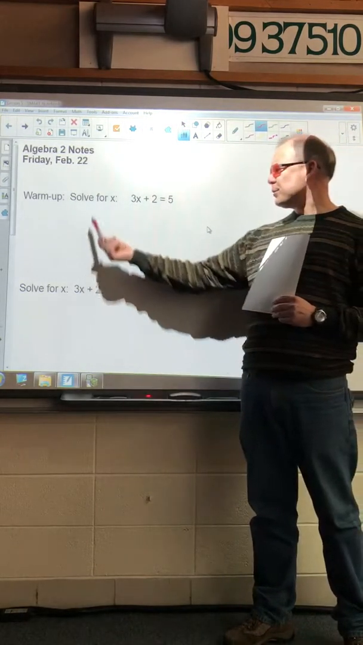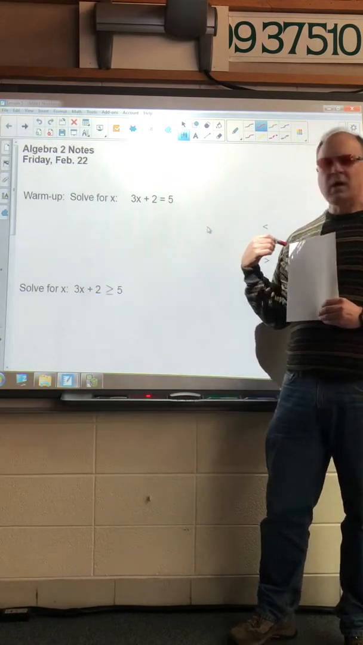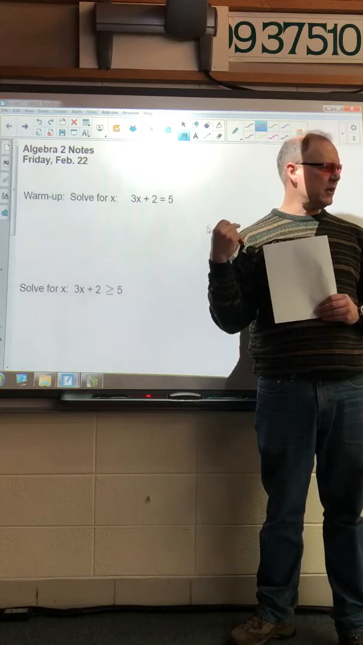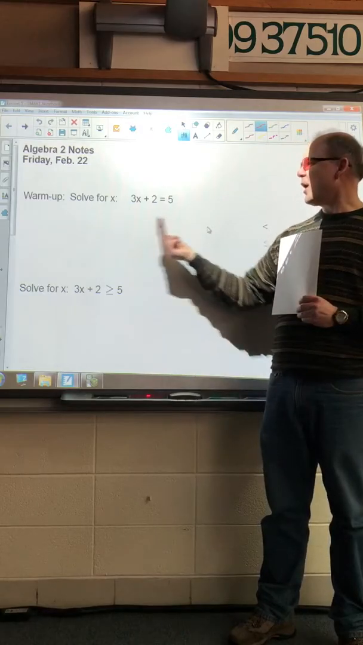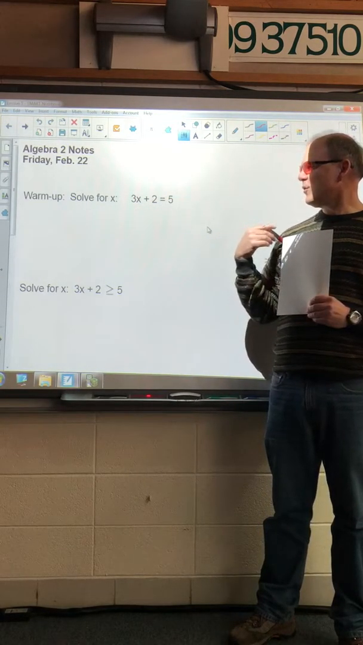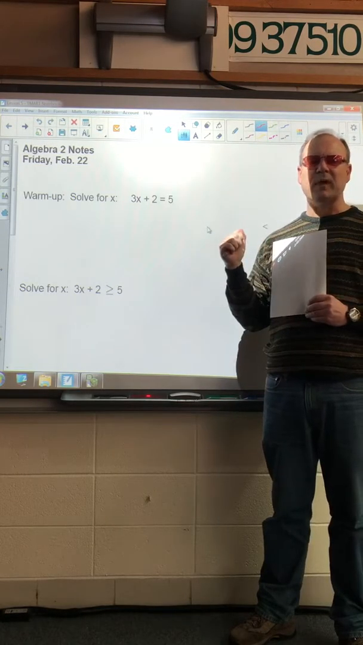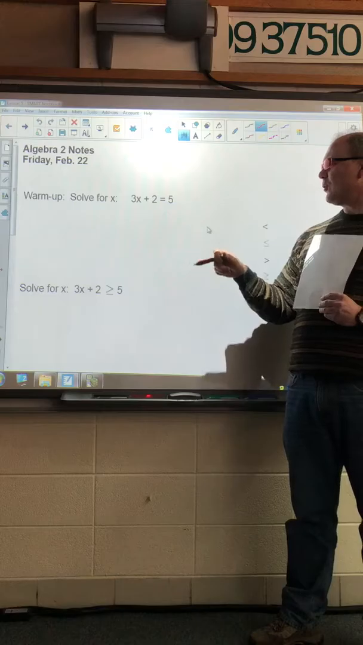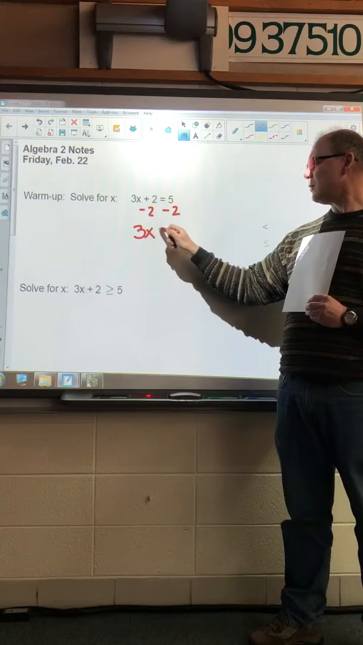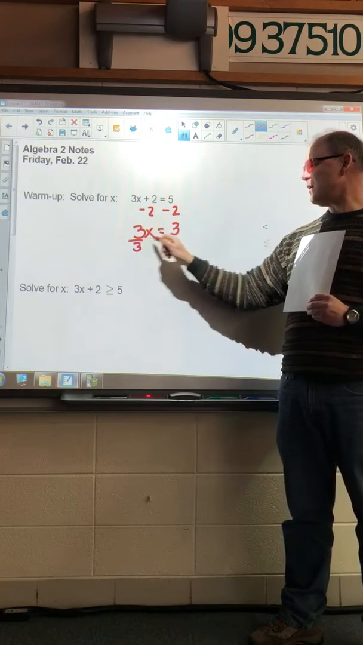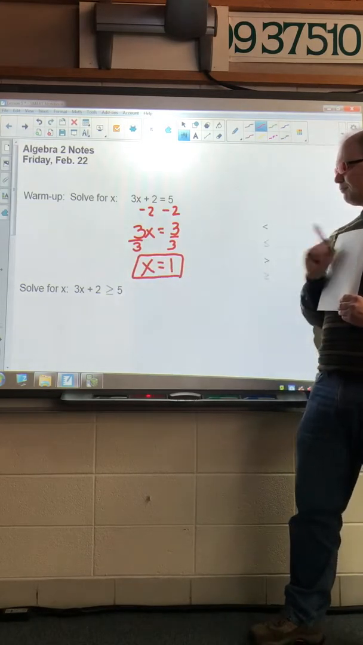So as a warm-up, we should all be able to solve an equation like this. So my sub can periodically hit pause here while we work on some of these examples. So go ahead and hit pause, and everyone work on that first example. Solve for x. 3x plus 2 is equal to 5. Okay, so hopefully you subtracted 2, divided by 3, so you got x equals 1.